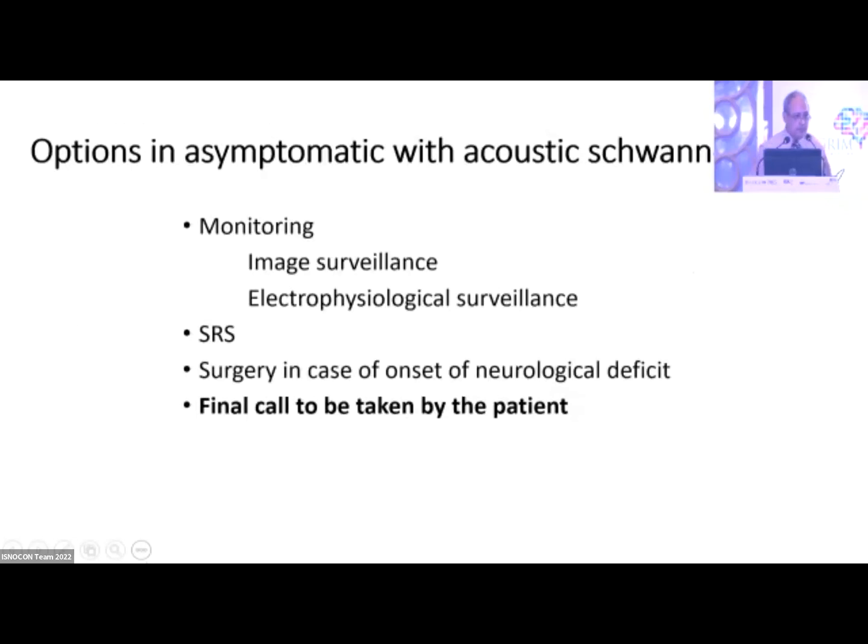So ultimately, what to do? You can just give him the following advice. We can monitor you with image surveillance and electrophysiological surveillance. We can do an SRS if it is needed. And surgery in good hands can also give a very good result. So don't deny that. And then the final call has to be taken by him. So this is a situation where even the doctor community is not aware of the various options, and they just trigger the patient with the fact that you've got a tumor, go running to a neurosurgeon, get it removed.